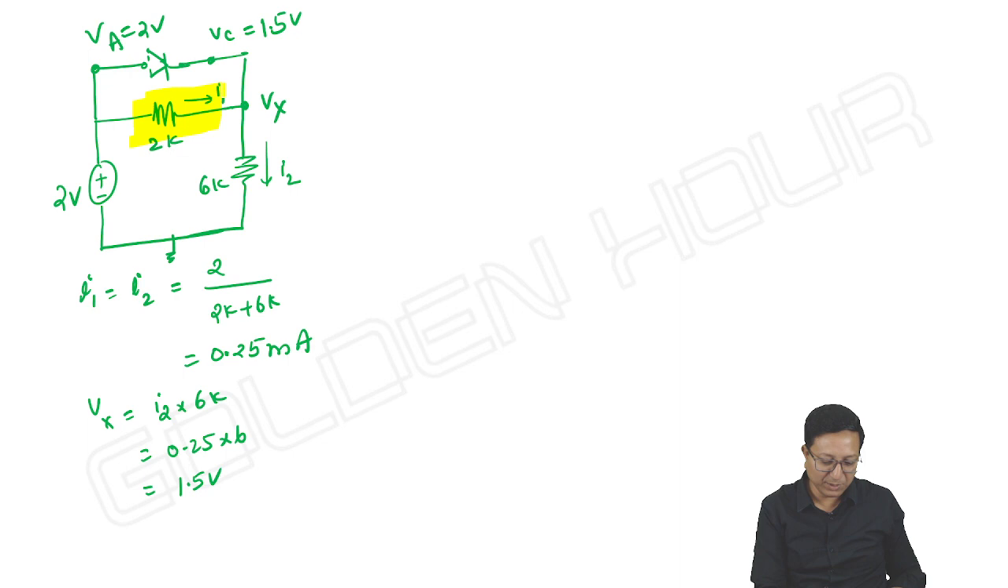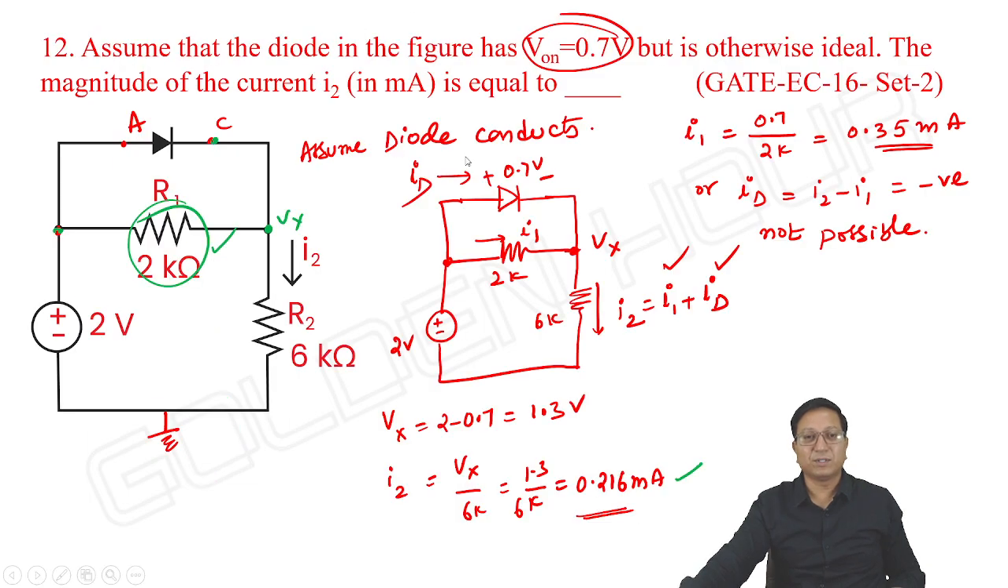The effect of the 2 kilo ohm resistor connected, if you see, is that it is not allowing the diode to conduct. This is the interesting thing about this problem. Okay. So please don't conclude directly like, yes, the anode is at a higher voltage compared to the cathode, so the diode is in conduction and hence Vx is 0.7 and IT is equal to 0.216 milliampere, which is absolutely wrong. It is really a big trap.